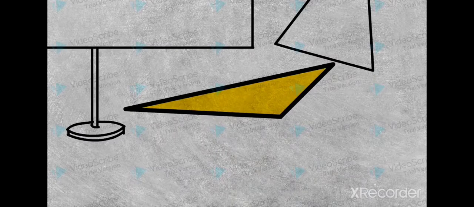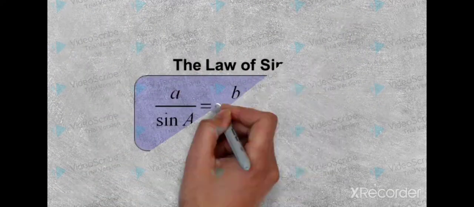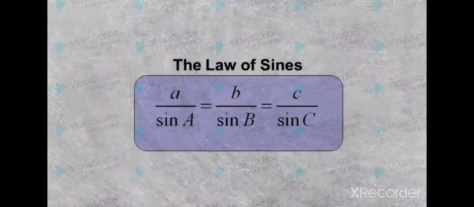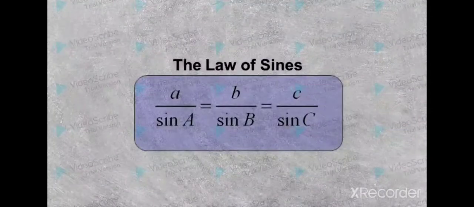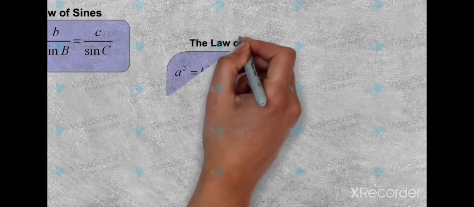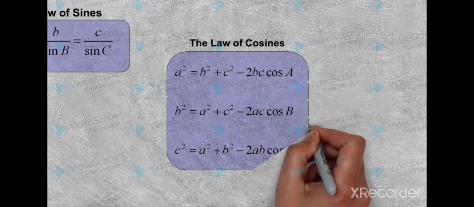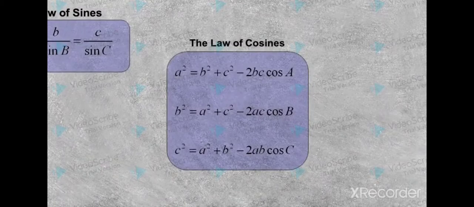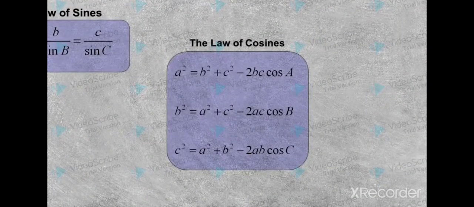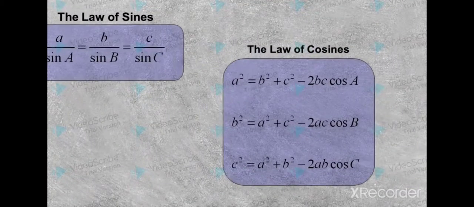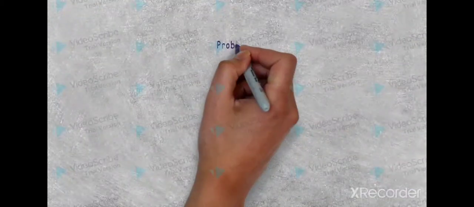To solve problems involving an oblique triangle, we use the law of sines, where a over sine A is equal to b over sine B is equal to c over sine C, and the law of cosines, where a squared is equal to b squared plus c squared minus 2bc times cosine A, b squared is equal to a squared plus c squared minus 2ac times cosine B, and c squared is equal to a squared plus b squared minus 2ab times cosine C.